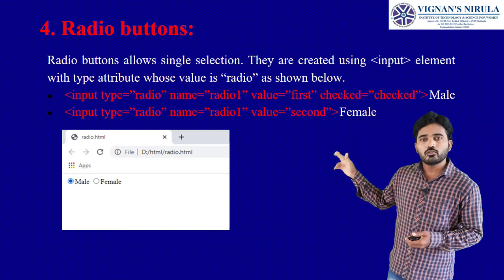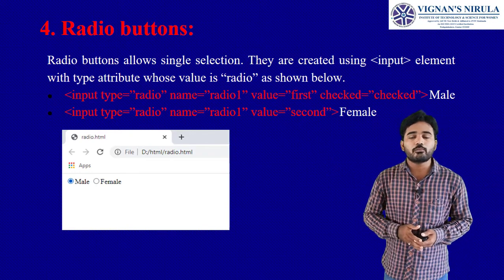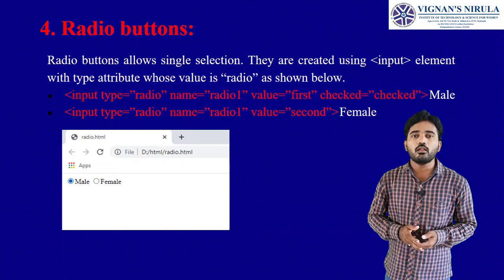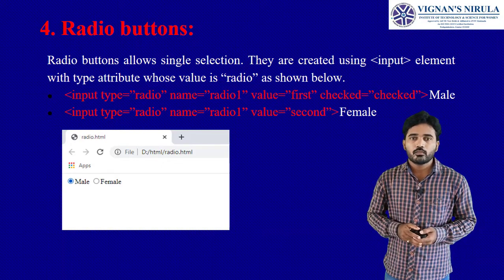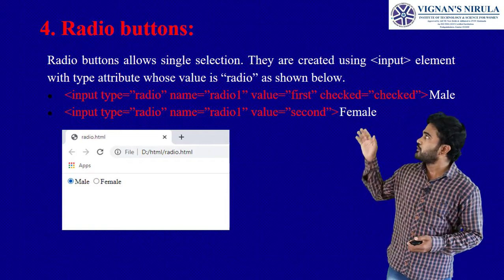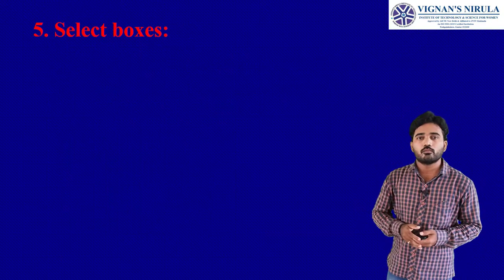Here two radio buttons are created. The first one is male and another one is female. Among those two, one is selected here. Understood? Then coming to the fifth one, select boxes.